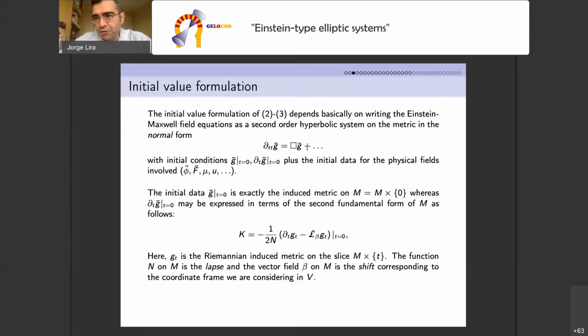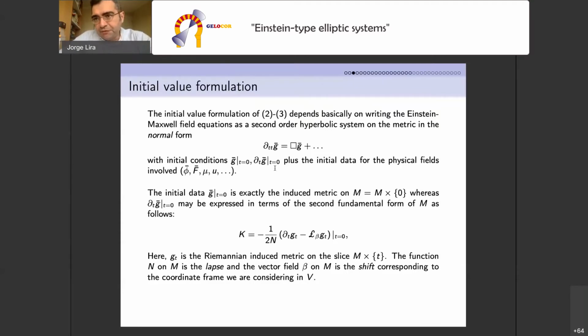Well, given this second-order dynamic equation, you have to prescribe the initial data in order to have some kind of initial value formulation from these field equations. This initial data can be given in terms of the initial value of the ambient metric and its first derivative.